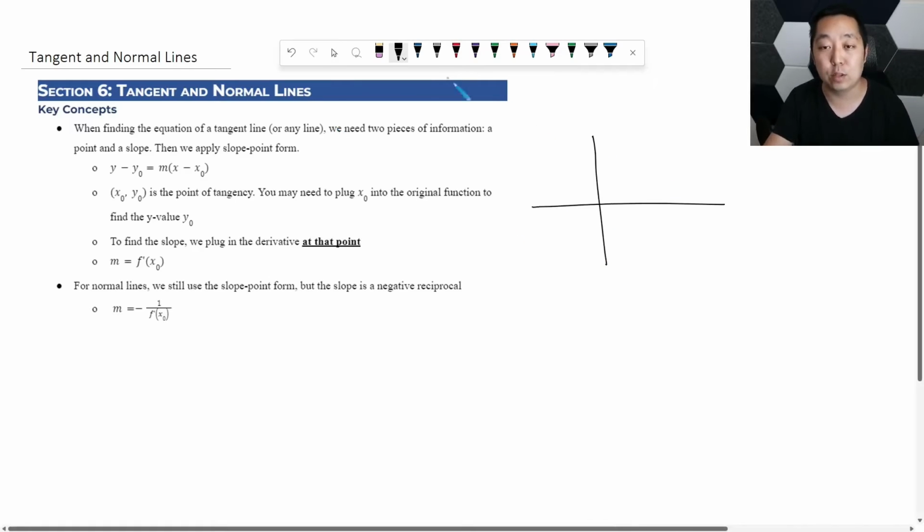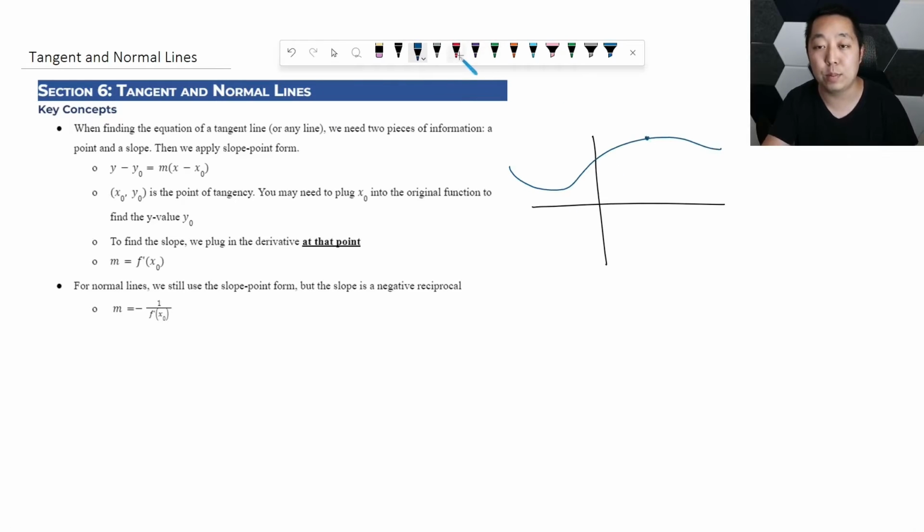And just to remind you, if we have a function of some curve, what we mean by a tangent line is some line that just touches the curve right at that one point, right? That's the tangent line, and we want this equation. How do we find the equation?